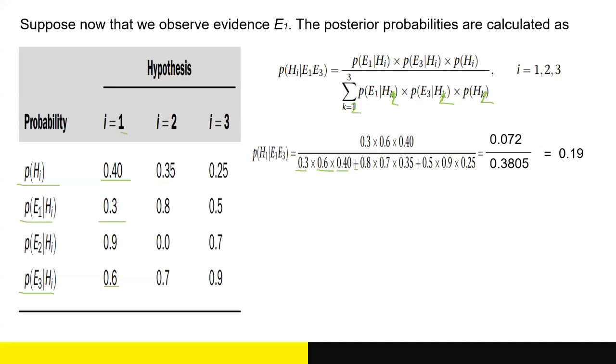So the probability of evidence 1 given hypothesis 2, our case 2. So evidence 1, we have 0.8 multiplied by probability of evidence 3 given hypothesis 2. So we have 0.7. And then the prior probability of hypothesis 2, we have 0.35. Plus, our index k now is 3.